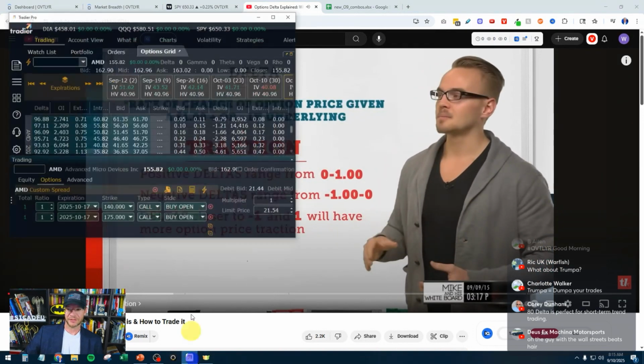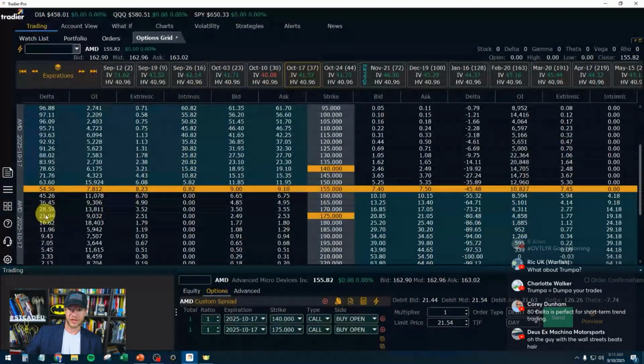I like that. That's kind of what I was just talking about earlier, right? This 20 delta, the stock price is going to move $1, and this is only going to move 20 cents. This 80 delta, the stock price is going to move $1, and this is going to move 80 cents.